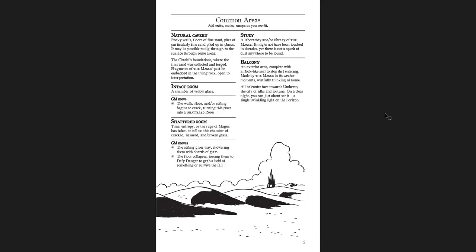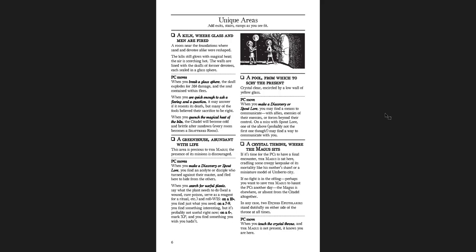And these are the certain common areas you can run into: natural caverns, intact rooms, shattered rooms, studies and balconies, and you can add them in as you see fit, and then you can roll discoveries and dangers for them if you want. So sort of generic rooms, and then there's specific rooms: a kiln where glass and men are fired, a greenhouse abundant with life, a pool from which to scry the present, and a crystal throne where the magus sits. These are the specific, unique areas. And then add exits, ramps, and stairs as you see fit.